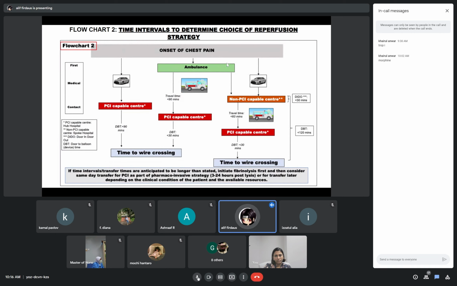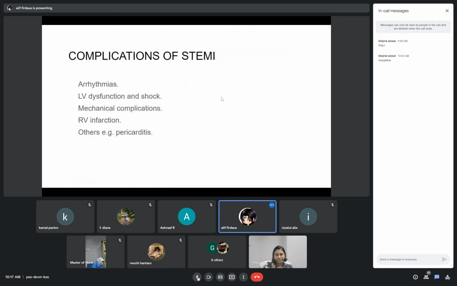So this is the flow chart. How much time do we need before PCI? Basically the total time is around 120 minutes. If we send the patient to a PCI capable center by car or ambulance, or the patient comes to a non-PCI center first, the total time we target is less than 120 minutes.